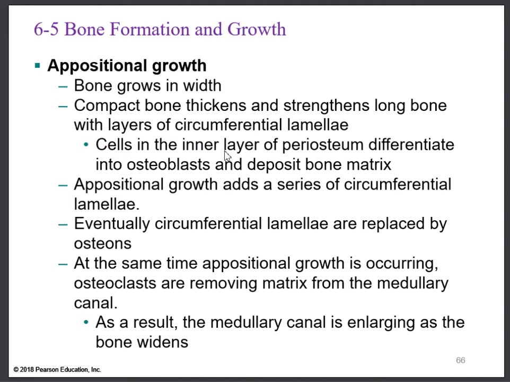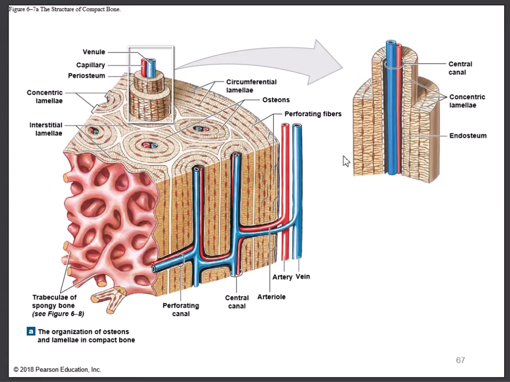All right, the cells on the inner layer of the periosteum differentiate into osteoblasts, and we know that osteoblasts always produce new bone. I'm just repeating it here. Oppositional growth adds a series of circumferential lamellae. Eventually, as we add these rings of circumferential lamellae, these are going to differentiate and become osteons. They're going to form an osteon here, an osteon here, an osteon here, and then we'll add more layers of circumferential lamellae out over here, and the bone continues to get thicker and thicker.